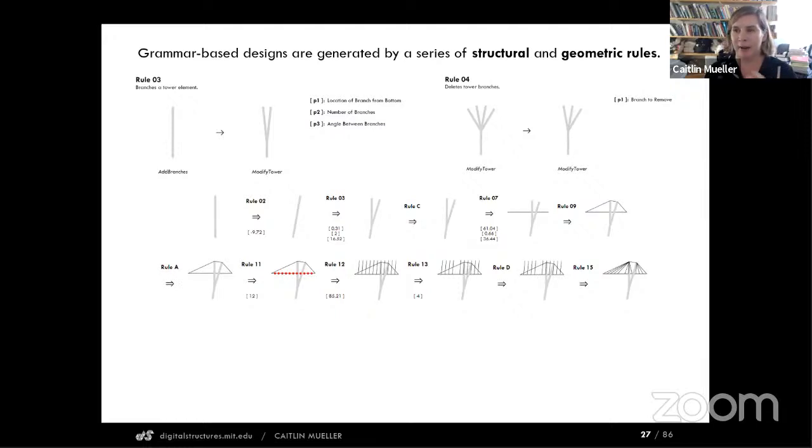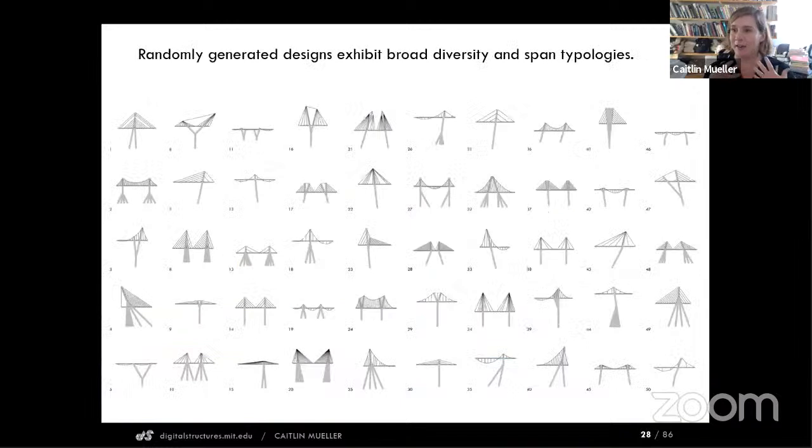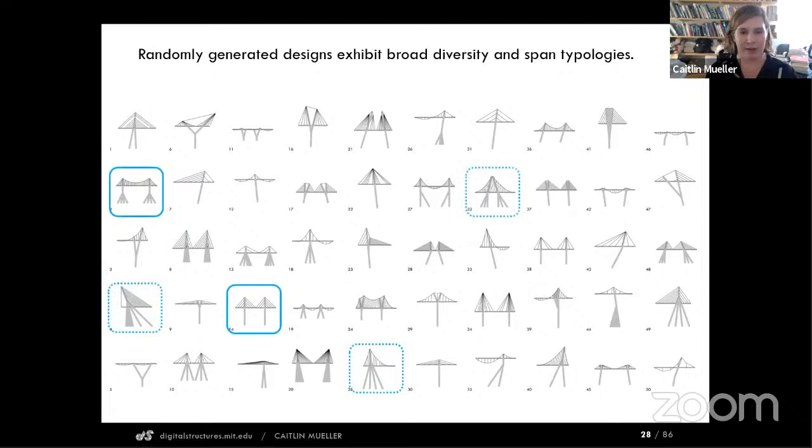And in my work, I like to embed structural principles into the rules themselves. So I'm not just operating on shapes, but I'm also operating in the world of physics and can therefore generate really diverse solutions that are all in equilibrium under loading and that all vary from each other very significantly. And if I randomly sample this algorithm that generates these bridges 50 times, I can get a really, really wide range of design options, again, that are all following structural principles, and find more familiar and also less familiar design options through this kind of brainstorming process.